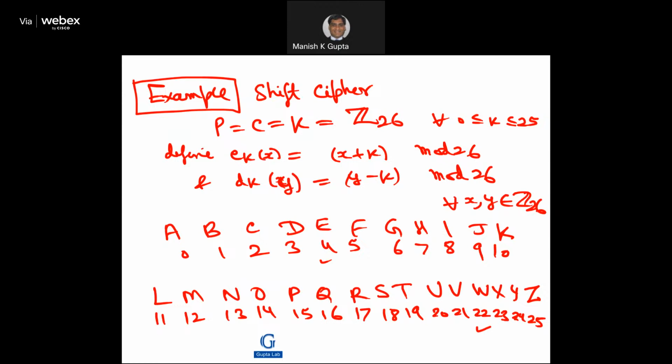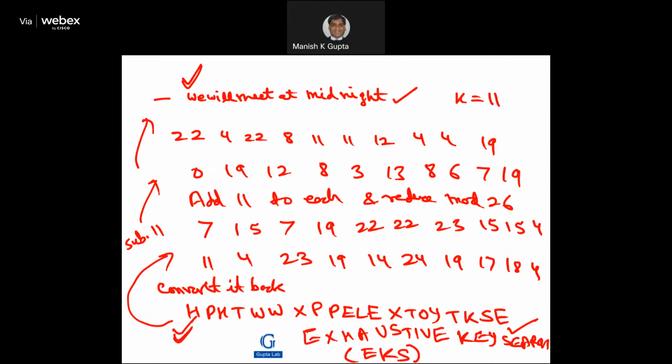So this is the shift cipher, a very early days cipher. You can clearly see that if you write down all alphabets A to Z in the form of 0 to 25, we can do this mapping easily. Then we take an English sentence and write down the encryption rule. Let us see that example here. We will meet at midnight.